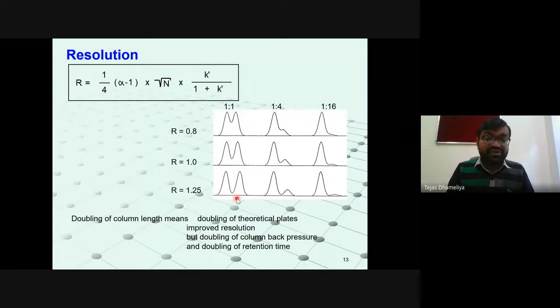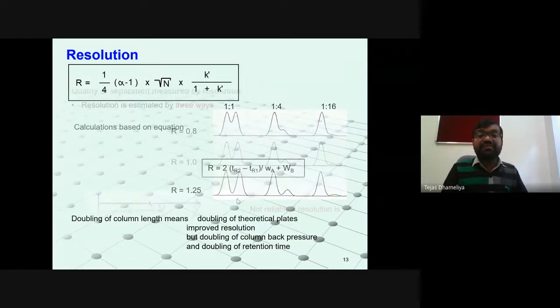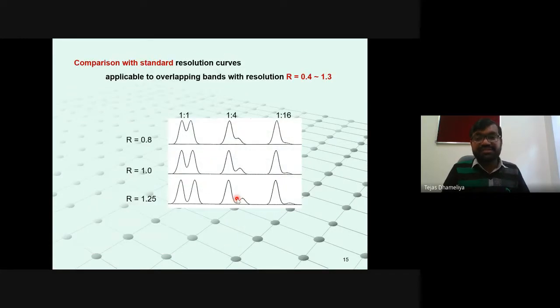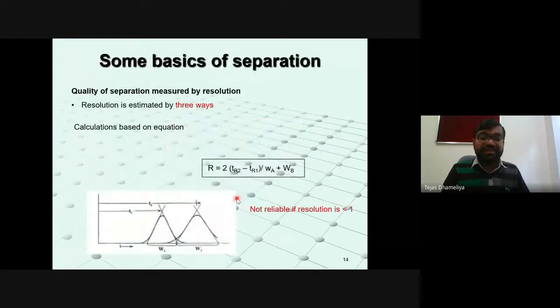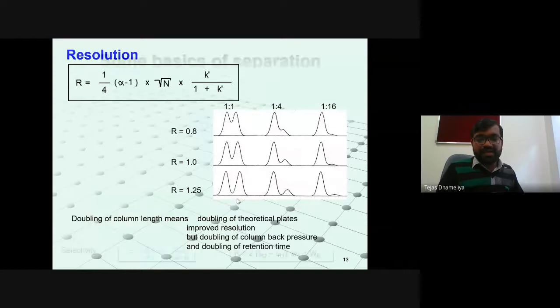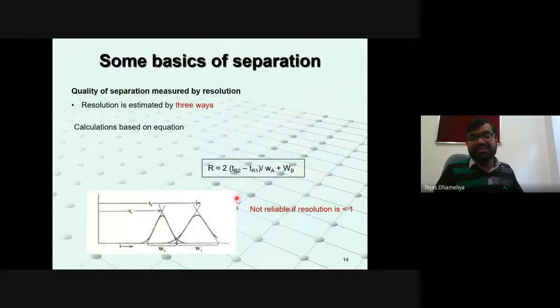This way, resolution ideally is not only 1, but more than 1, maybe 1.25. So resolution can be estimated in 3 ways. This is an equation-based calculation. And there was another parameter we can calculate using this formula. And this is also another parameter, resolution.